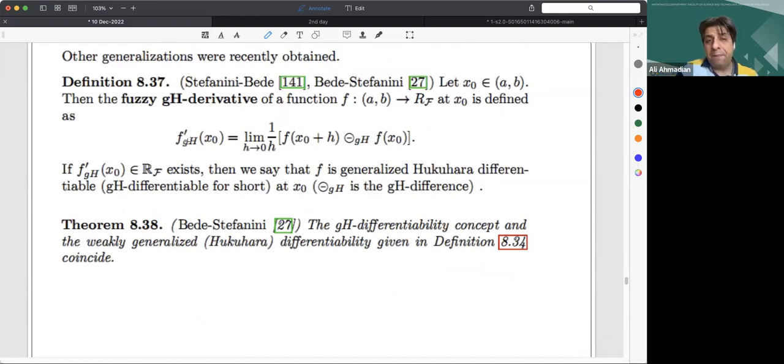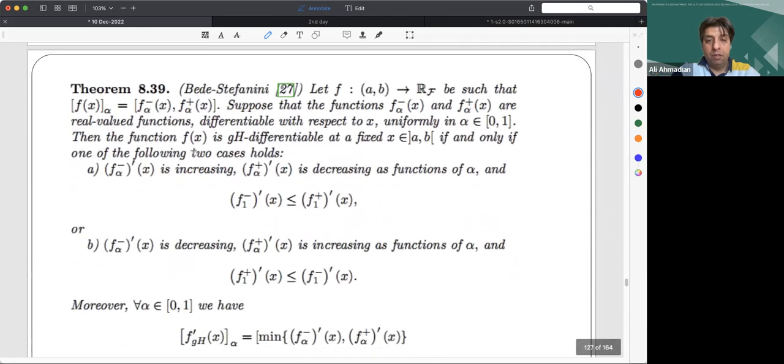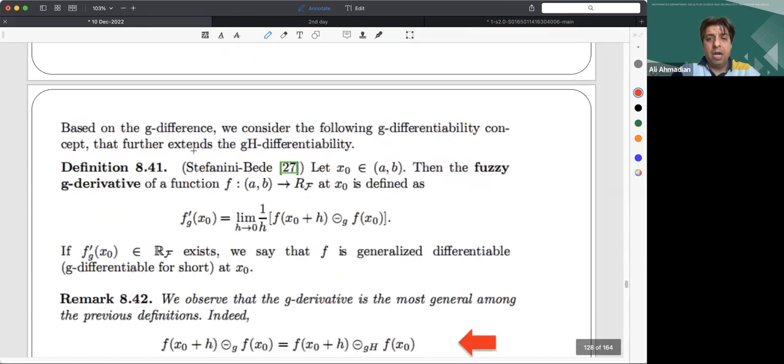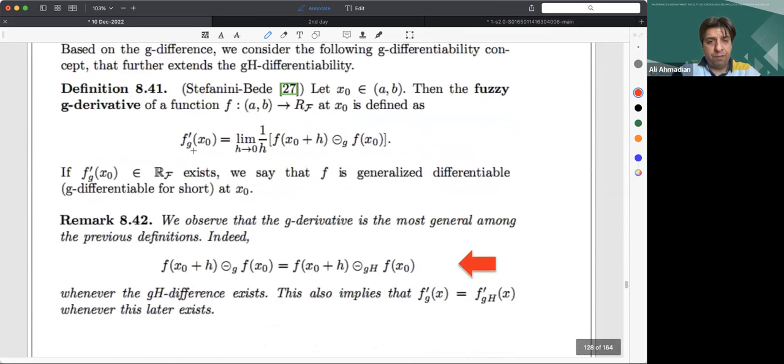But for the F prime, we use GH, meaning that once we have F prime with GH, we have a fuzzy generalized Hukuhara function. And so it is the notation for it. So some details here, because we have a limitation of the time.